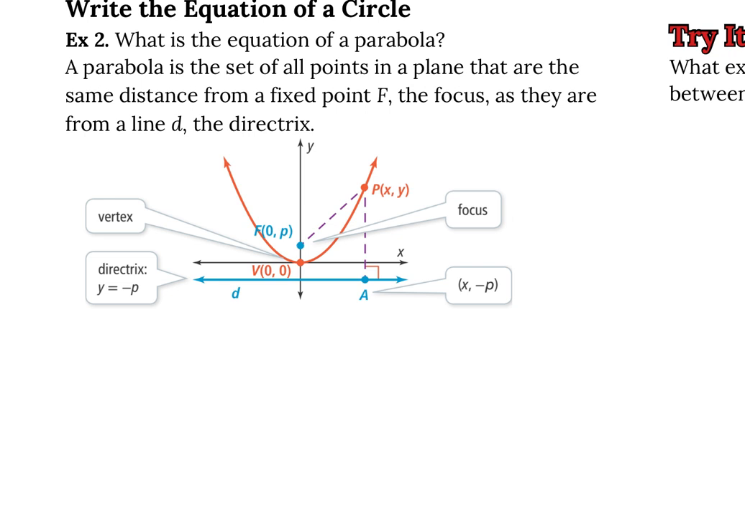The distance between our point P and our fixed point, that focus, and our line, those should be equal to each other. So PF should equal PA. The lengths of those should equal each other. So I'm going to use the distance formula, plug in PF, and set it equal to PA, the distance for PA.